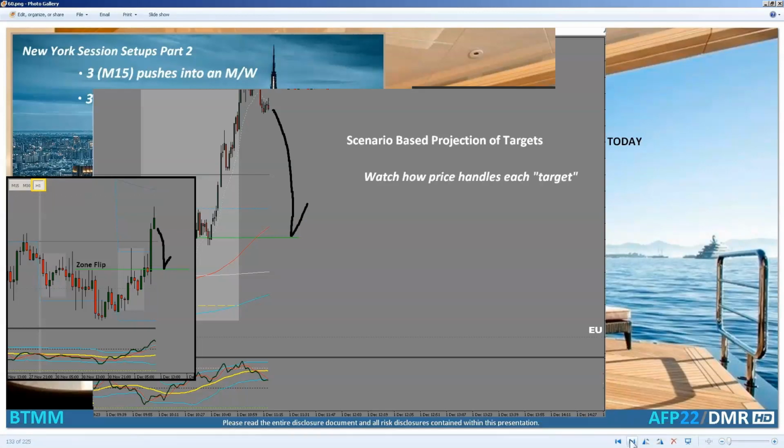Very important. Watch how price handles each target. How do they handle the 0-0? How do they handle the catch-up? How do they handle the zone flip? How do they handle the Mayo? And how do they handle the water? Okay, Mayo from the 15, water from the 15, catch-up from the 15-minute. We already have that stuff deeply ingrained in us. There's no reason to just toss that for the M1.